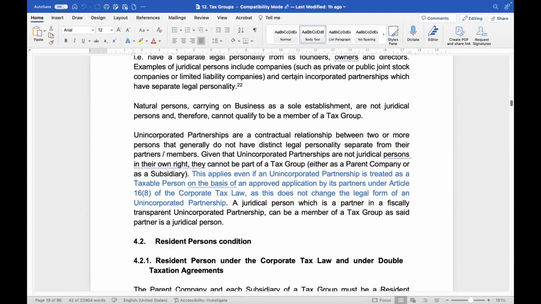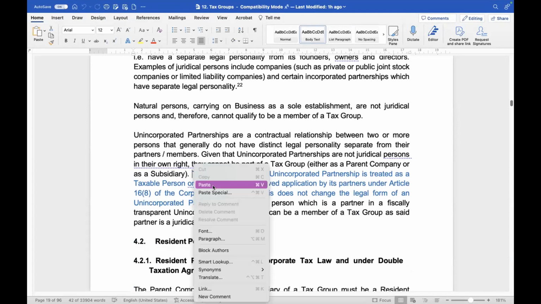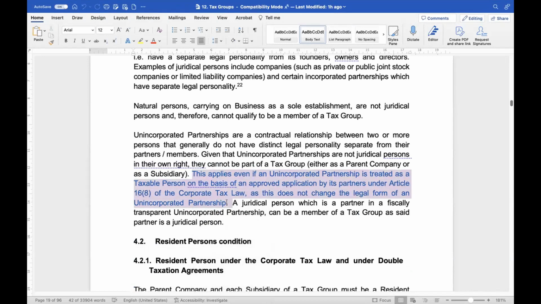For the unincorporated partnership, I have highlighted this here because the individual members are ultimately responsible for the partnership, and there is no difference between the individual member and the partnership. There is an option for the individual member. They can apply to the FTA and ask that this partnership be treated as a taxable person. Even if this unincorporated partnership has made a request to the FTA, and the FTA has treated it as a taxable person, still this partnership cannot become a part of the tax group. It has been clarified by the FTA in the guide.